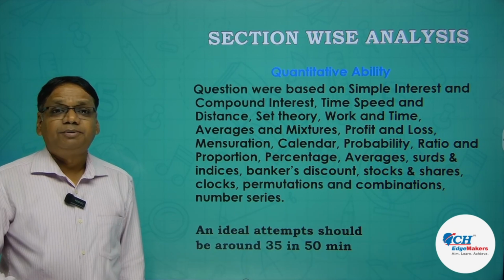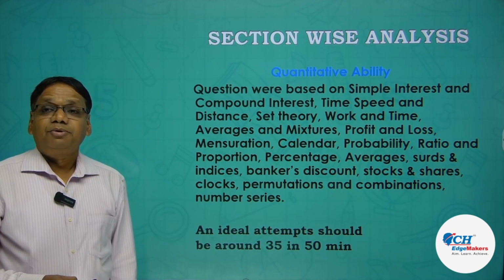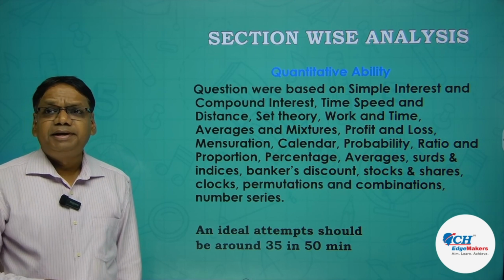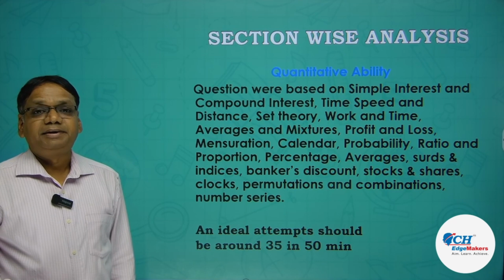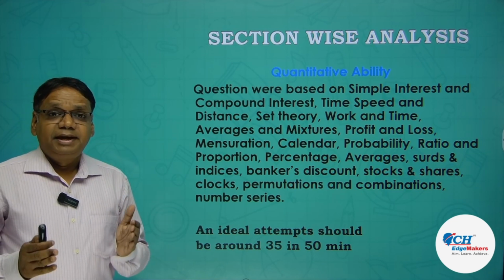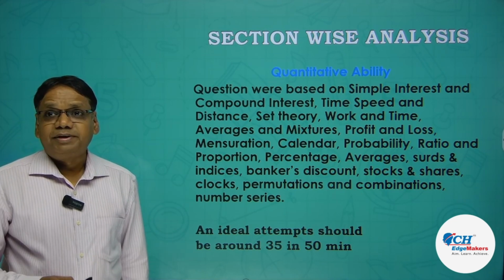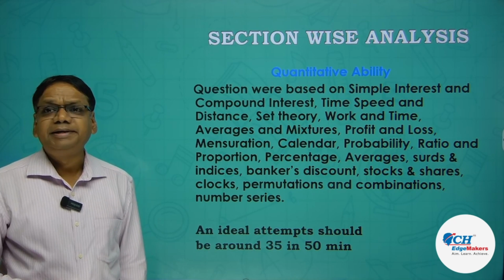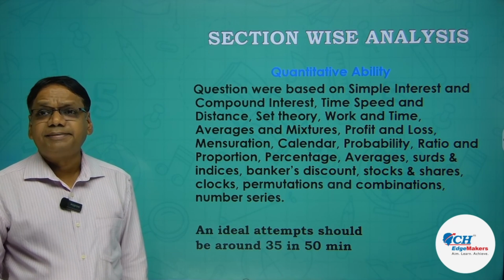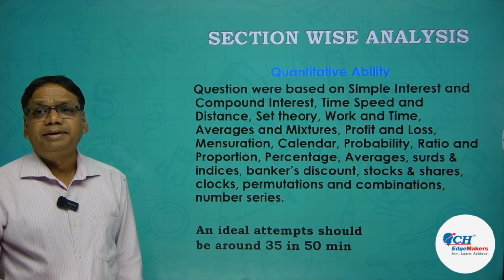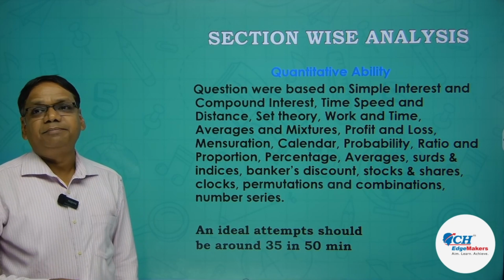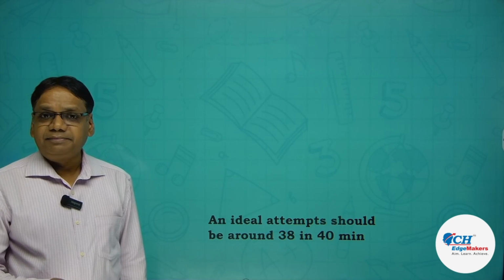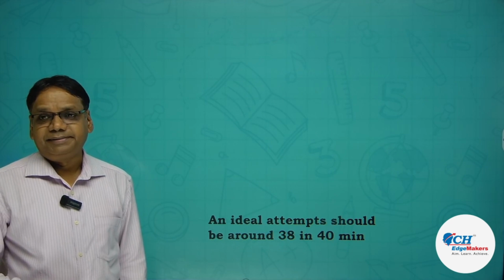If we talk about quantitative ability, most of the questions were based on average, mixture and allegation, time, speed and distance, work and time, simple interest, compound interest. So I can say that arithmetic has been given more weightage as compared to the other areas, but there were a few questions on probability, surds and indices, clocks, permutations and combinations, number series. An ideal attempt in this section should be around 35 questions in 50 minutes.